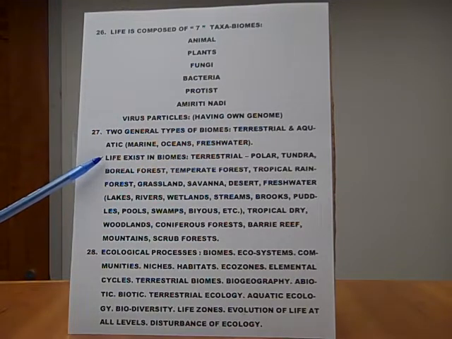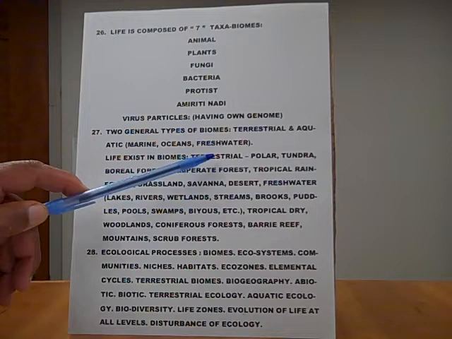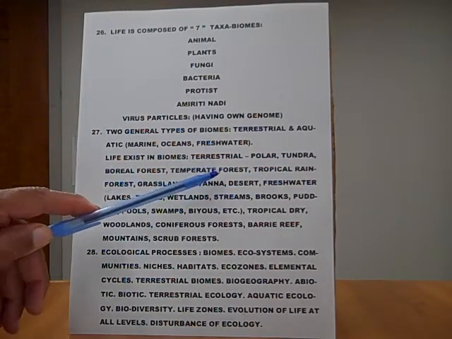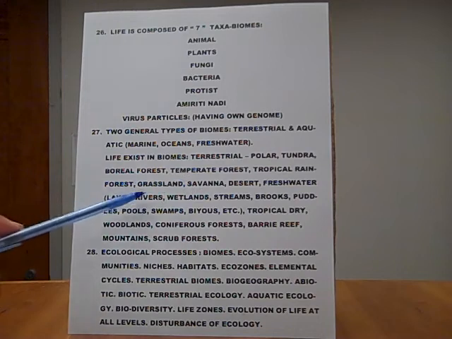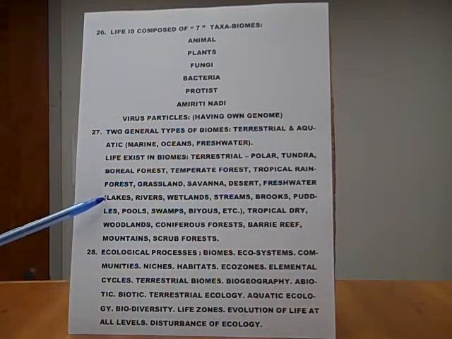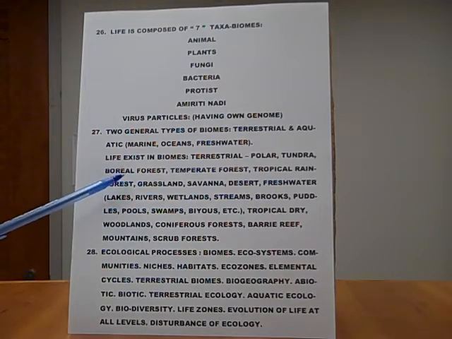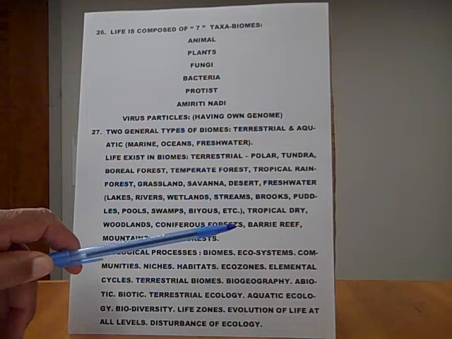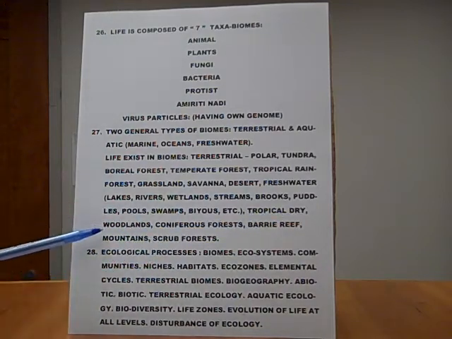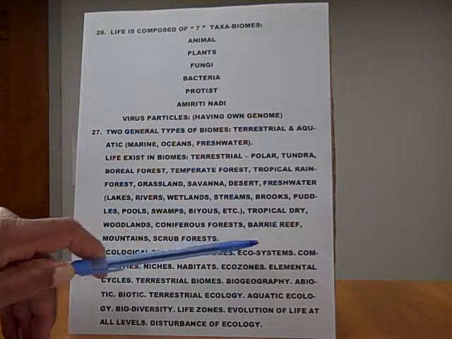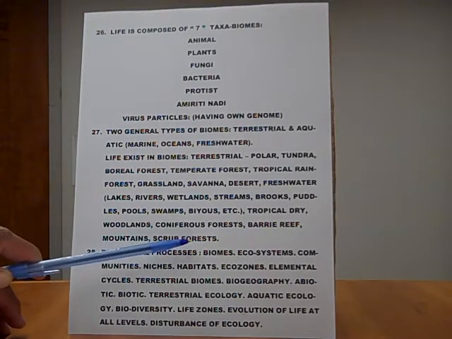Life exists in biomes: terrestrial forms, polar, tundra, boreal forest, temperate forest, tropical rainforest, grassland, savanna, desert, fresh water, such as lakes, rivers, wetlands, streams, brooks, puddles, pools, swamps, bayous, etc. Tropical dry, woodlands, coniferous forest, barrier reefs, mountains, scrub forest.